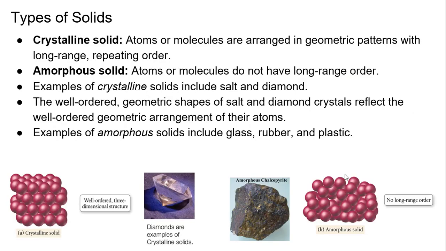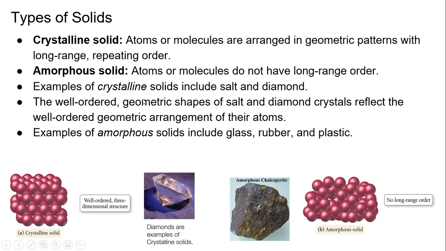We look at different types of solids. We have crystalline solid. These are atoms or molecules arranged in geometric patterns with long range repeating order. This simply means that they have regular repeating patterns. The atoms fit very nicely and organized together, and you can see that's where the word crystalline comes from. Salt, have you ever looked at a salt crystal? It's very nice looking. And diamonds are another crystalline. They kind of have a clear, shiny surface to them. That's because of the long range repeating order of everything. It's a very nice, clean, repeating, organized shape.